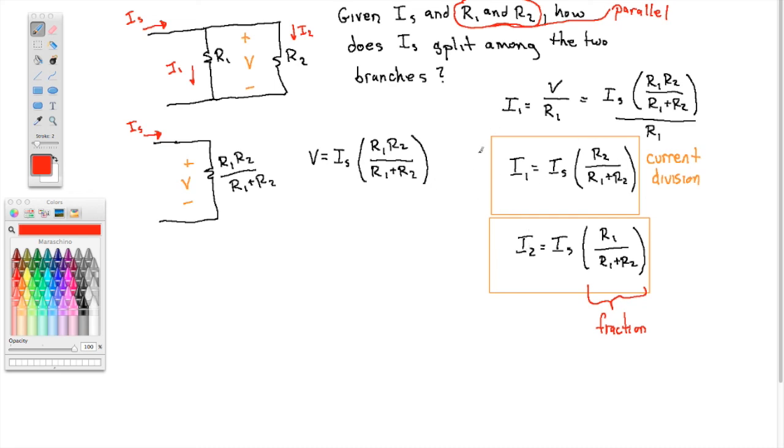Okay, it looks very similar to voltage division, but there's a key difference here, and the key difference is the subscript of that resistor and of that resistor here. You see, if I want the current through the first branch, I1, then I put the resistor of the second branch up there. If I want the current in the second branch, I put the resistor of the first branch up there. Okay, let's take a concrete example.